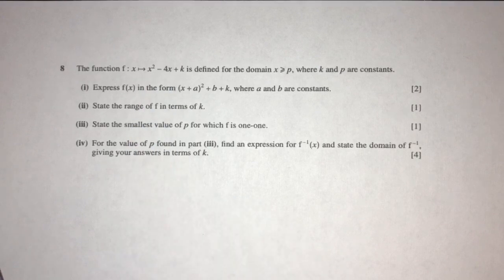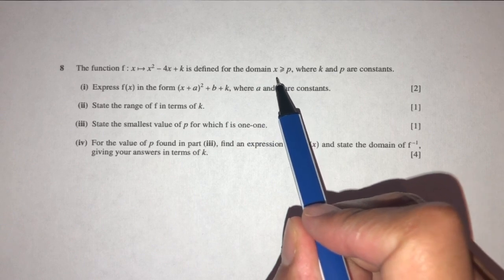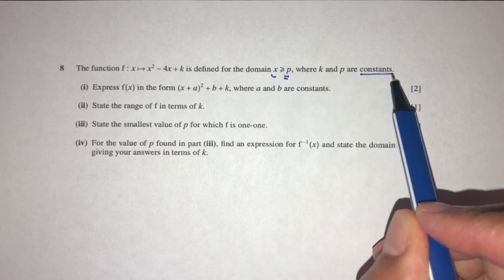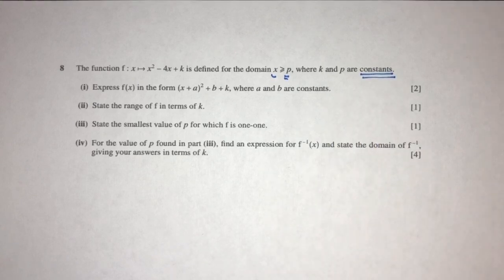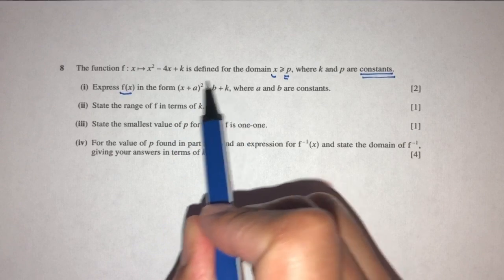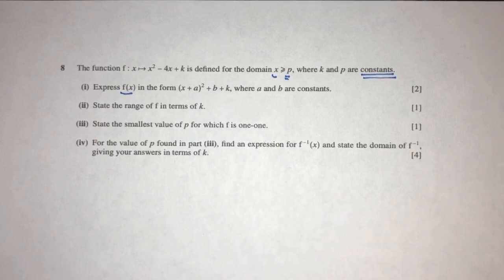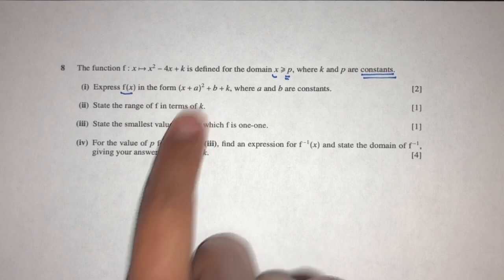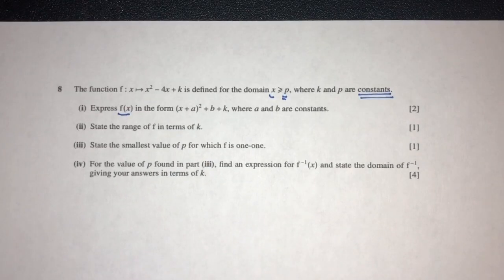Okay, f of x equals x squared minus 4x plus k, defined for the domain x is more than the value of p. Now k and p are constants. Now part 1, we have to express f of x in the form of this, where a and b are constants to be found. So pretty easy. As you can see here, we just have to complete the square.